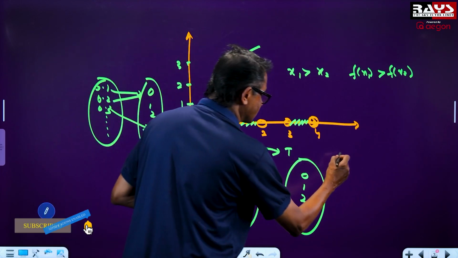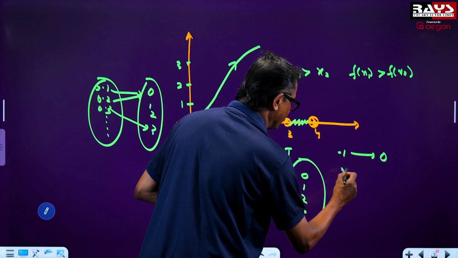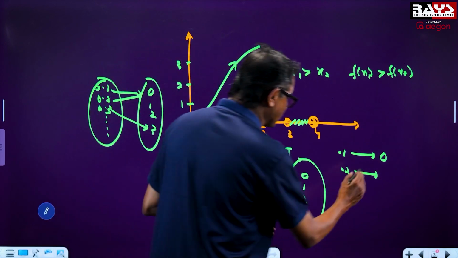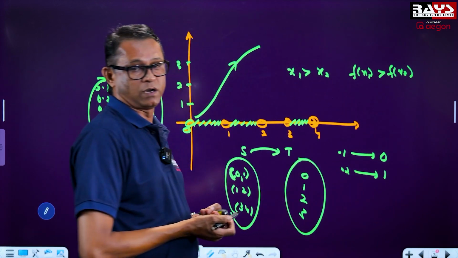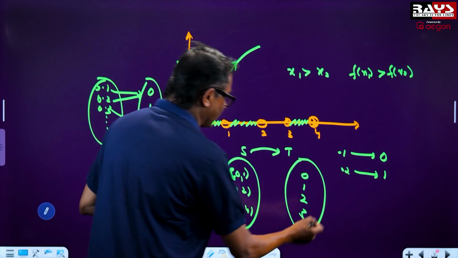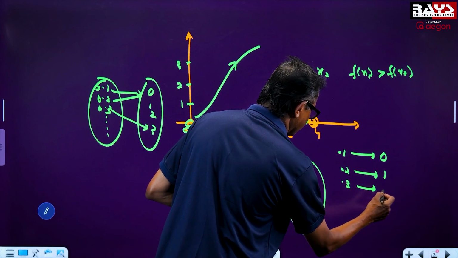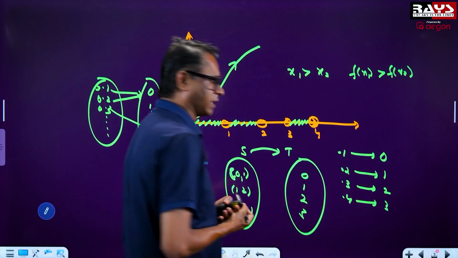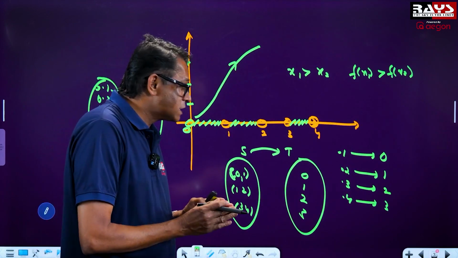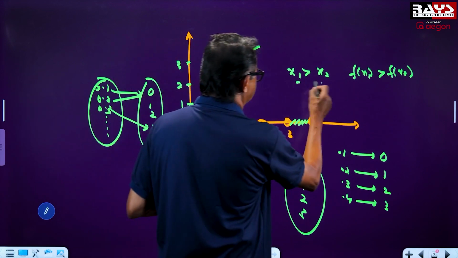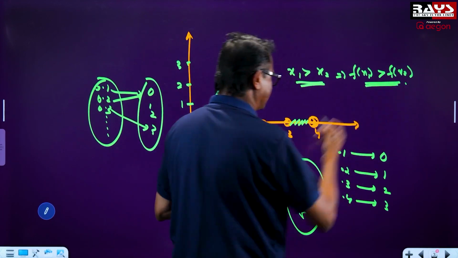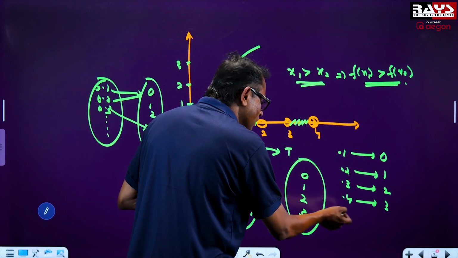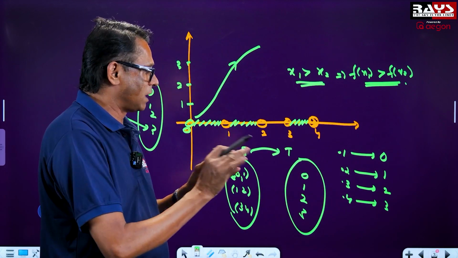Then point 2: if point 1's image is 0, then point 2's image should not be 0. It should be greater than 0, for example, 1. And suppose I take point 3, its image is say 2. Suppose I take point 4, its image is 3. Now it is finished. Why? Because x1 greater than x2 implies f of x1 should be greater than f of x2. So what happens? The number of mappings is over.